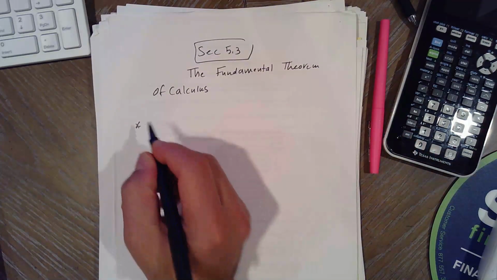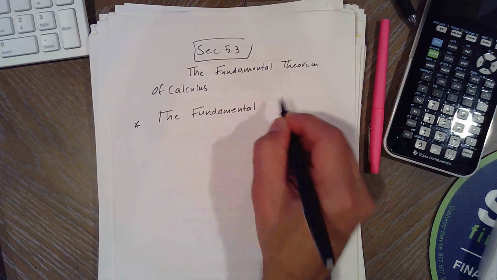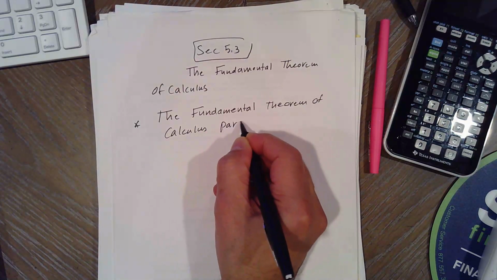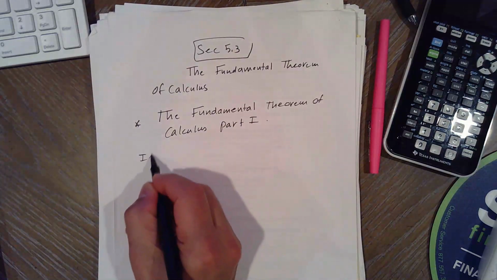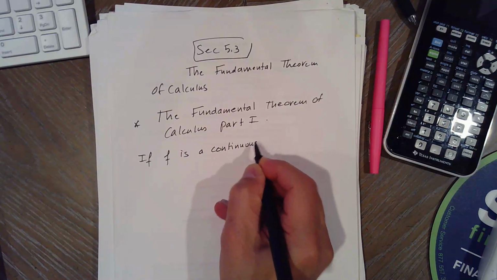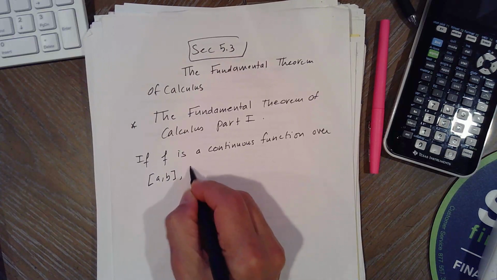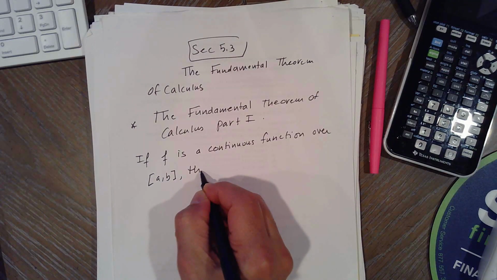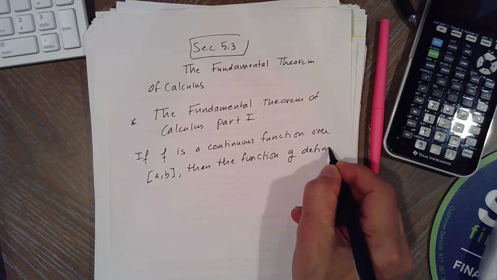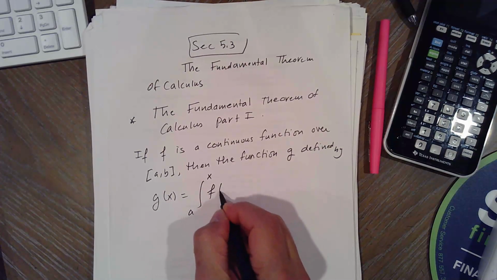Okay, so let's start with the first fundamental theorem of calculus, part 1. If f is a continuous function over a closed interval [a, b], then the function g defined by g of x equals the integral from a to x of f of t dt.